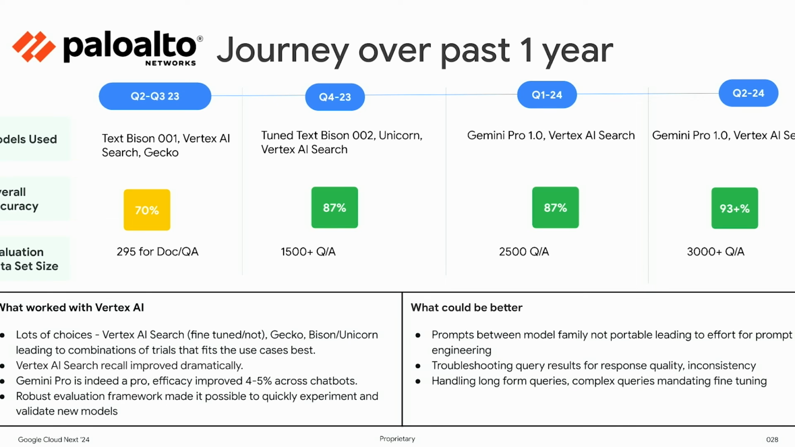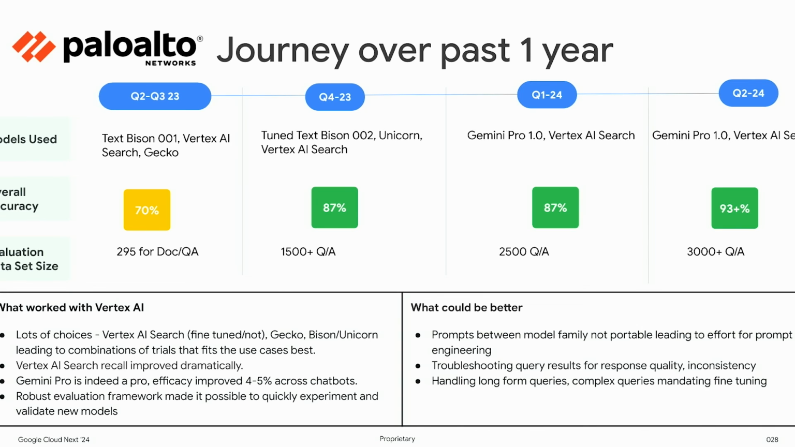What has worked so far in Vertex AI and what could be better? Starting with what has worked well: the sheer number of choices. You name it, Vertex AI provides it. Gemini, Bison, Gecko, fine-tuned models. You're talking about Vertex AI search, Model Garden. These are all the abilities that Vertex AI provides, which Palo Alto Networks has tried to mix and match to produce the answers.